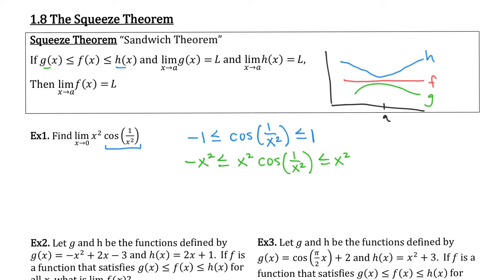Okay, now, if this is less than or equal to this is less than or equal to this, then I'm going to try to find the limit of each of these at 0. So the limit as x approaches 0 of -x squared is less than or equal to the limit as x approaches 0 of x squared times the cosine of 1 over x squared, which should be less than or equal to the limit as x approaches 0 of x squared. Now the limit as x approaches 0 of -x squared is just 0.